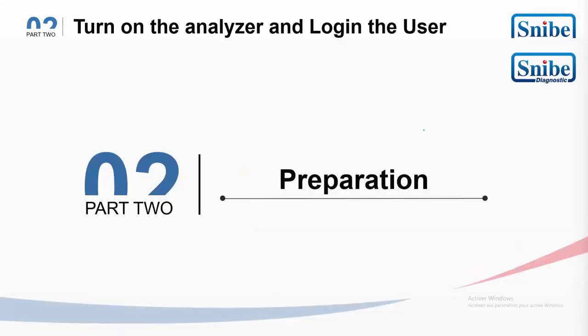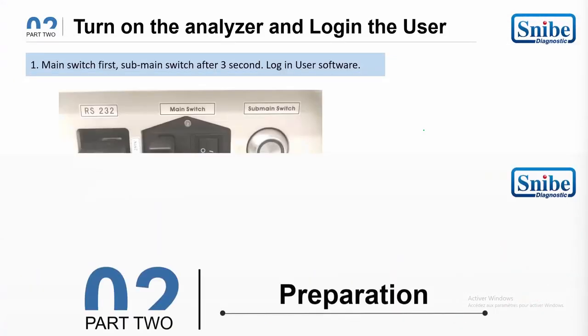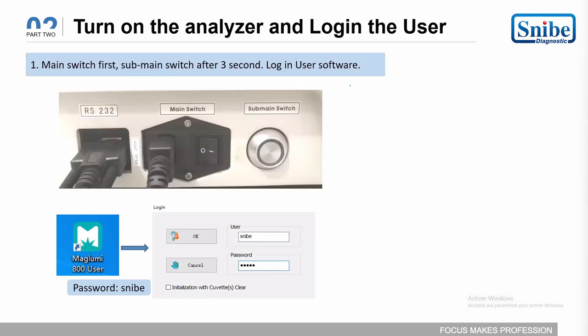Then we will see in the second part some preparation before starting using the analyzer in the daily routine. So firstly, how to turn on the analyzer. We need to start the main switch first, and then the sub-main switch 3 seconds later. And then we log into the user software, double click on the Maglumi A100 user on the desktop, and then this window will appear. The username is Snipe, the password also is Snipe. Click OK.